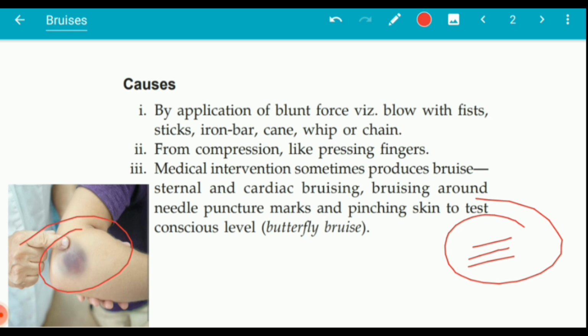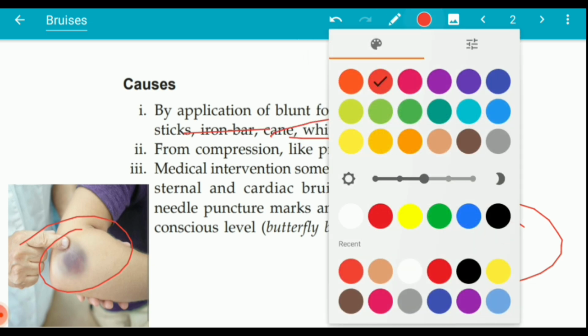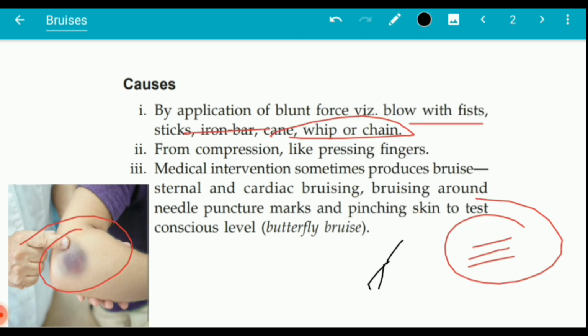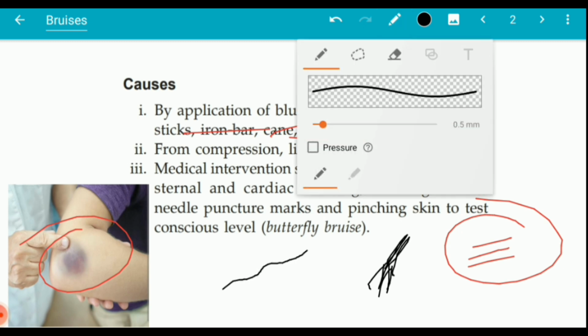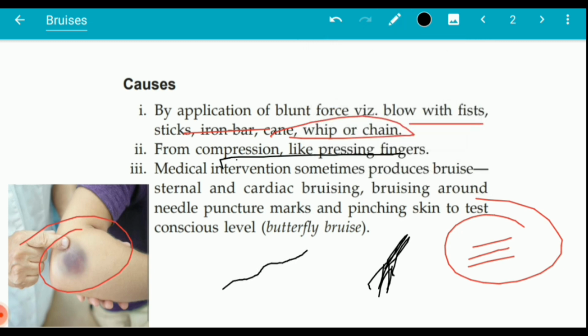Now a bruise can occur when the person is hit by someone with a fist or an iron rod, cane, whip, or chain or something like that. A whip looks somewhat like this, a long thing, or a hunter or anything of that sort. In case of compression by finger, a butterfly bruise is observed during the medical examination in order to check the consciousness of the person. Sometimes it also happens due to pinching as well.